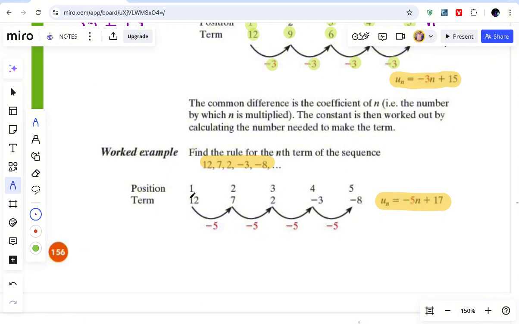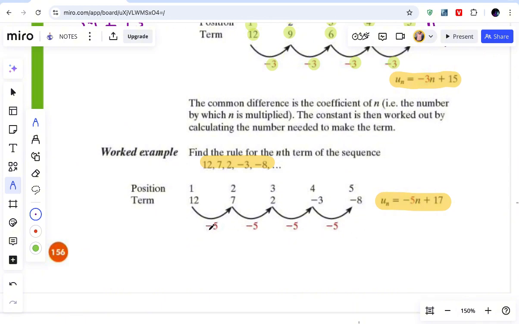Now, the first thing you do is find the common difference of the sequence. Remember how to find the common difference? You say 7 minus 12, you get negative 5. 2 minus 7, you get negative 5. Negative 3 minus 2, you get negative 5. Negative 8 minus negative 3, you get negative 5. So it has the same common difference.